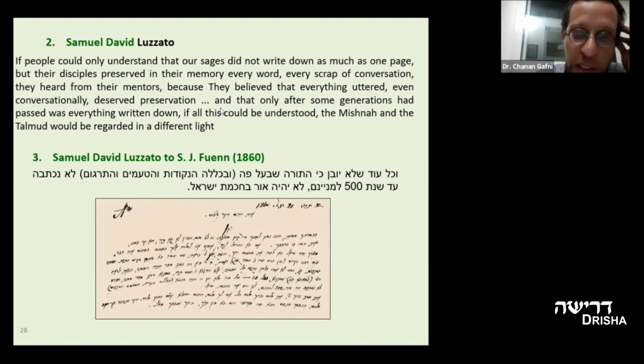In another place, this is the actual letter where it's quoted from, he says, Kol od lo yuvan, as long as people don't understand ki haTorah shebe'al peh lo nichteva ad shnat 500 leminyanam, that the oral law was not put into writing before the year 500, lo yeh or bechokhmat Israel, there will be no light in Jewish studies.